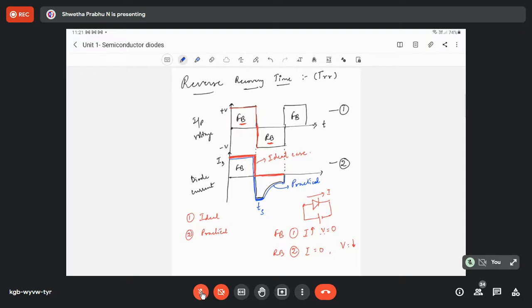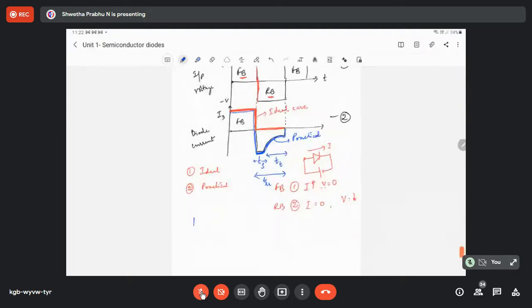After storage time, the current reduces and eventually reaches its saturation value after a certain time called transition time. I'll represent this as TT. From here till here it is storage time, and from here till here it is transition time. So the sum of storage time and transition time is called reverse recovery time, represented by TRR.